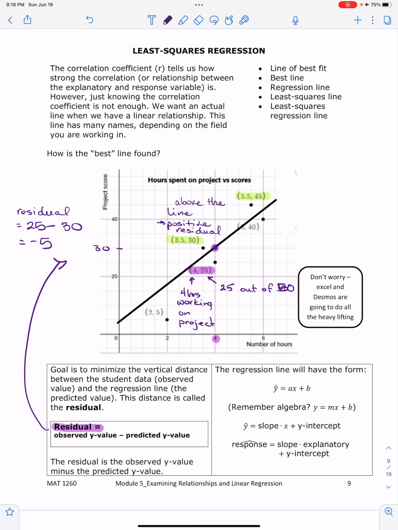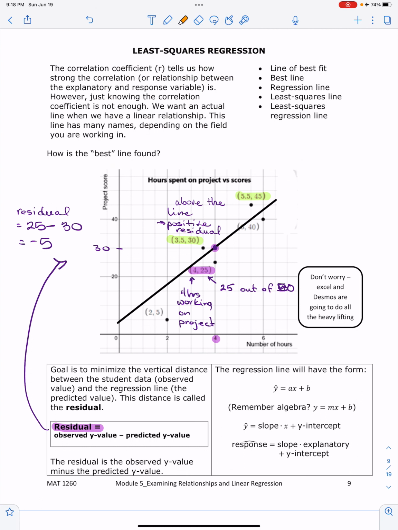The last thing we are going to talk about on this page is what our line of best fit or our linear regression will look like. So we've got y hat. We're going to use that to show that we are using this to predict, equals ax plus b. You may remember from algebra y equals mx plus b. That is the slope-intercept form of a line.